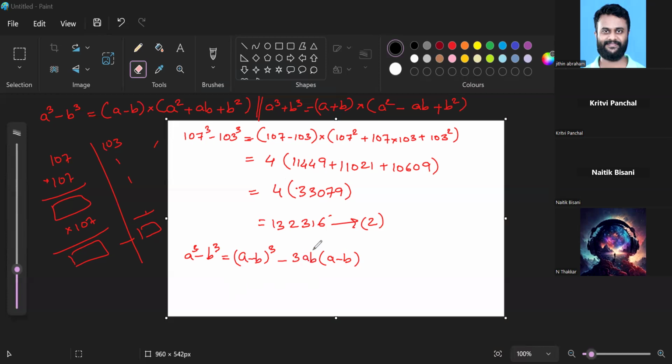So 3 multiplied by 107 multiplied by 103 multiplied by 4, and over here 4 cube is 64. 16 multiplied by 4, enough. It goes like that. And same goes for a cube plus b cube, which is a plus b the whole cube minus 3ab in the bracket a plus b. So the same thing, the only difference is that in place of a minus b you put a plus b. That's it. Okay. So you can just note down these formulas as well.